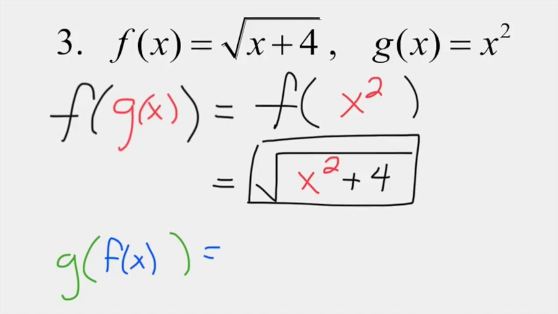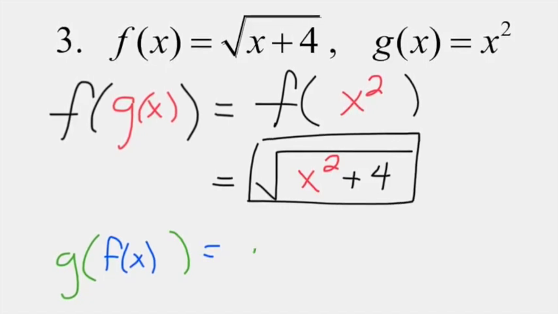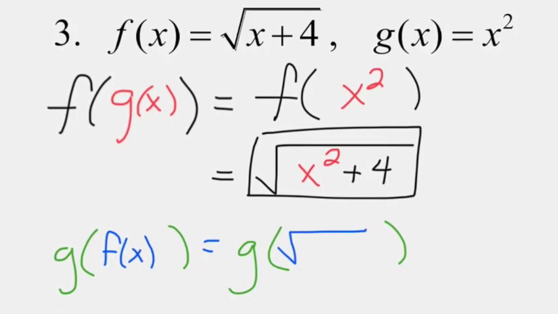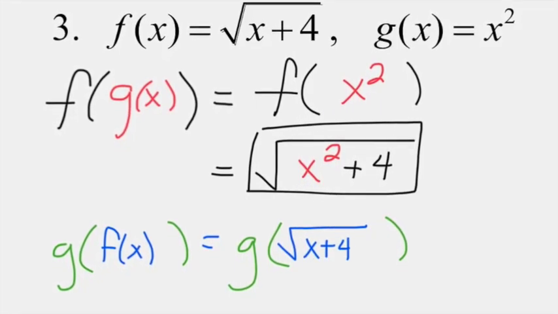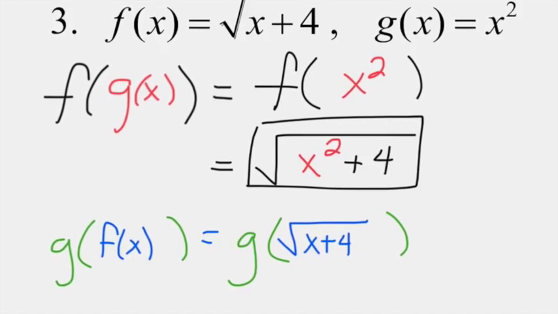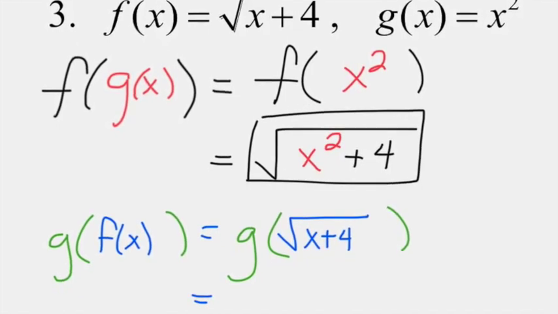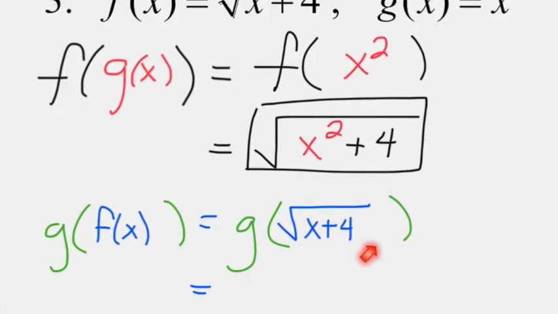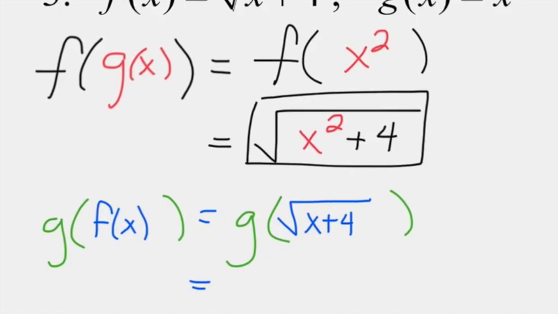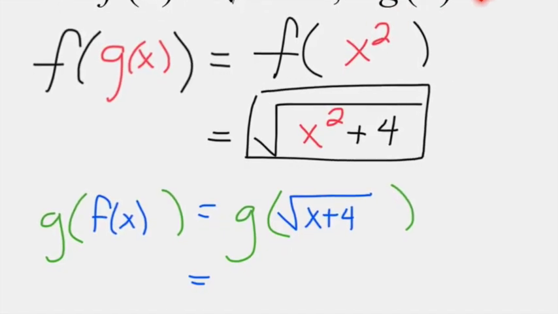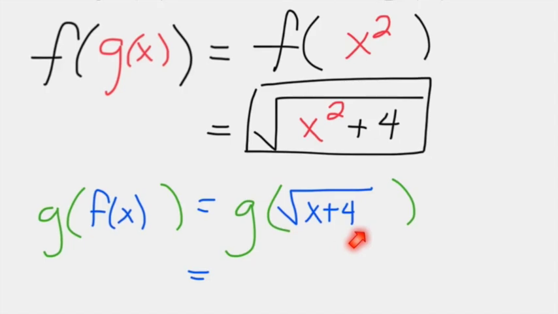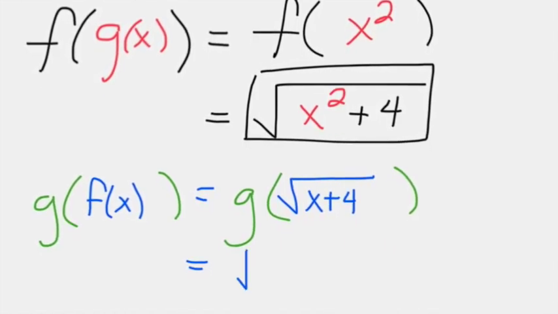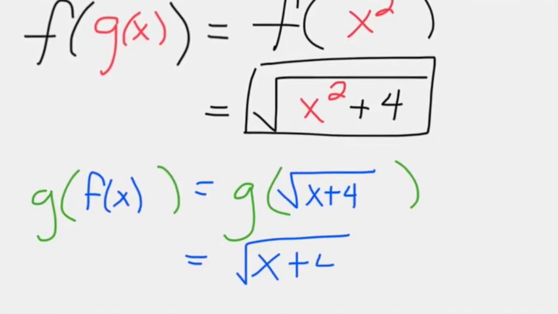Now if we look at the composition of g of f of x, we are going to get g of the f of x function, which is the square root of x plus 4. When we take the square root of x plus 4 and plug that into our g of x function, it's going to look like something squared. It's going to be the square root of x plus 4 squared.